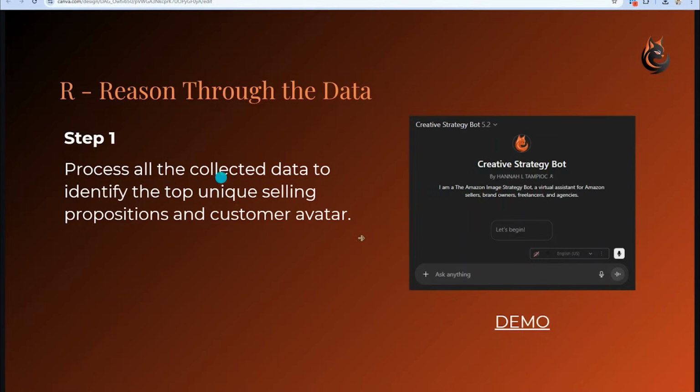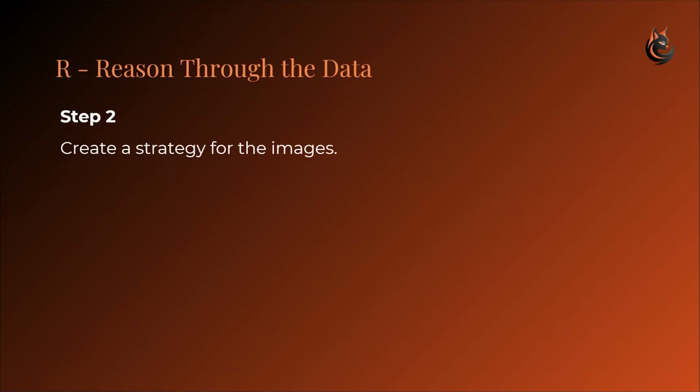So this is how we process the data. This is like the backbone of the whole strategy. We give all the information possible to make this strategy. All right. Next, now we create the strategy. All right. So let's start with the main image.